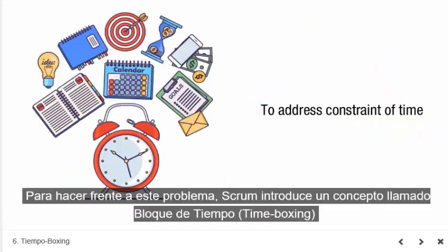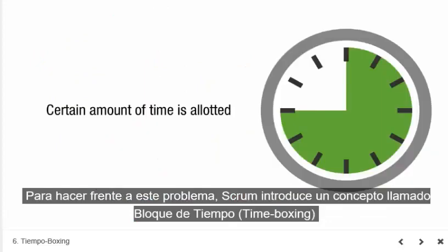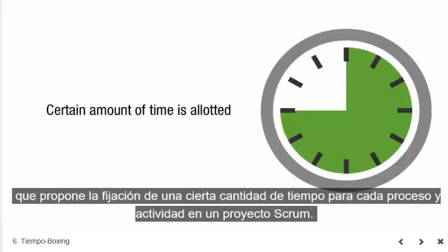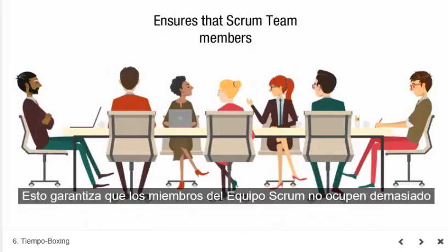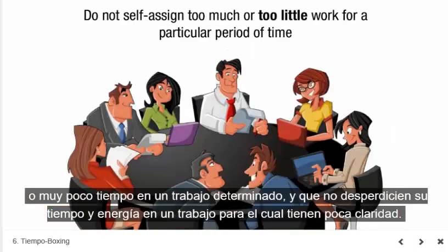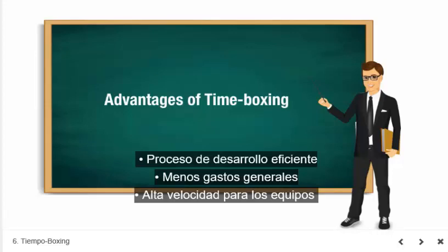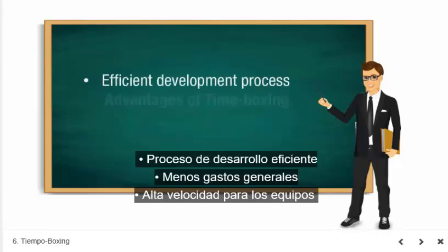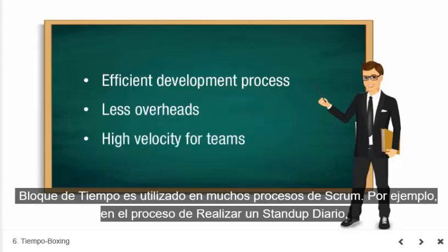To address the constraints of time, Scrum uses a concept called time boxing, in which a certain amount of time is allocated for each process and activity in a Scrum project. This ensures that Scrum team members do not self-align too much or too little work for a particular period of time and do not expend their time and energy on work for which they have little clarity. Some of the advantages of time boxing are efficient development process, less overheads, and high velocity for teams.